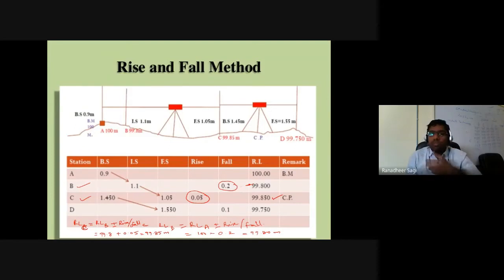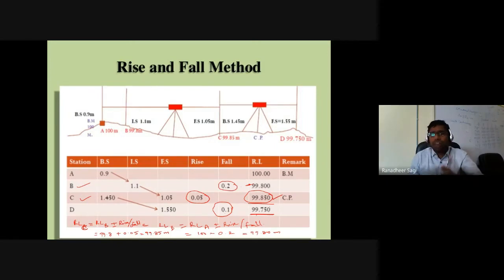Now, likewise, what is my RL value of point D? The RL value of point D is nothing but the RL value of point C, plus or minus, depending on whether point D has its data represented under rise or fall. It is represented under fall. So fall is a negative quantity. The RL value of the previous point C is 99.850, and as it is fall data, minus 0.1. So 99.850 minus 0.1 is going to be my RL value at point D.